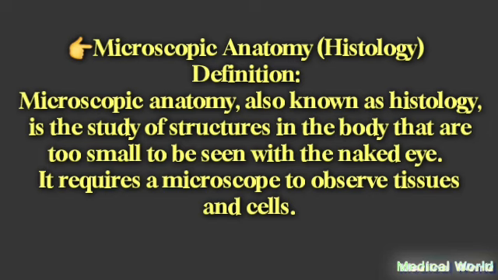Explanation with examples. Microscopic anatomy helps scientists understand how tissues and organs function at the cellular level. Doctors use histology to study tissue samples and diagnose diseases like cancer. When we look at blood cells or skin cells under a microscope, we are studying microscopic anatomy.